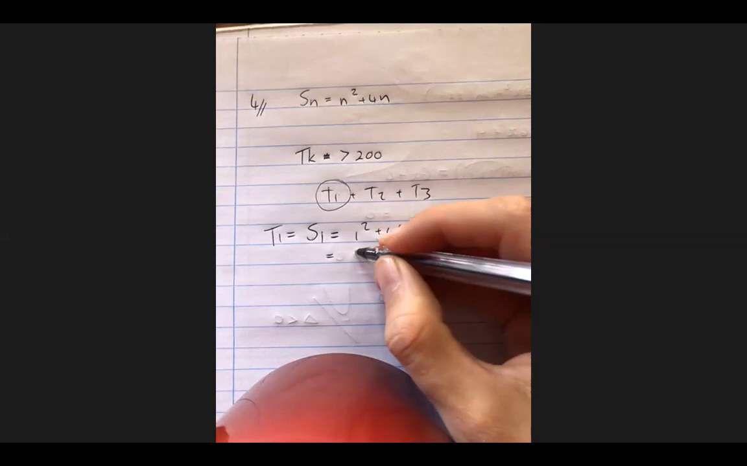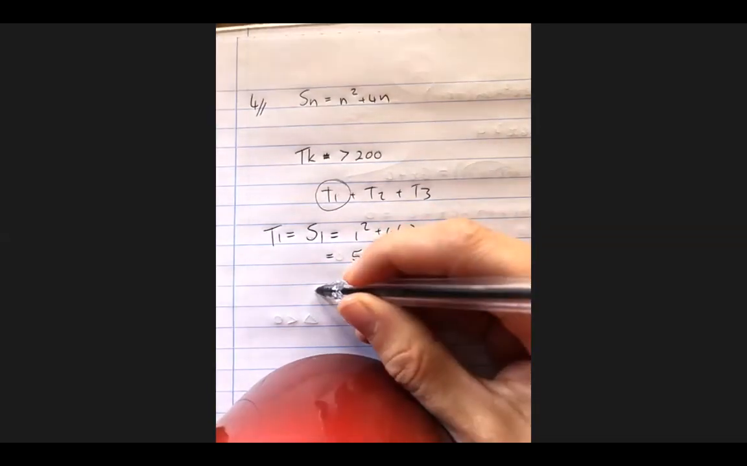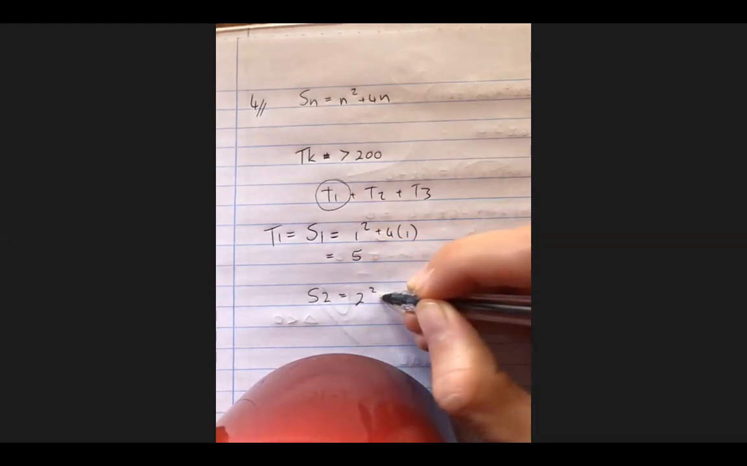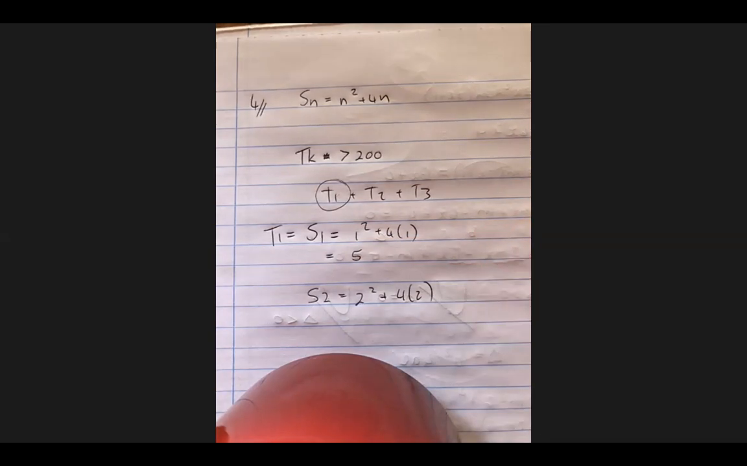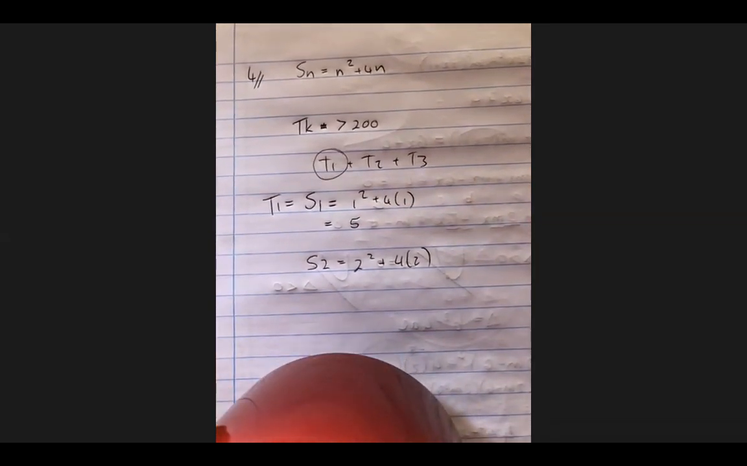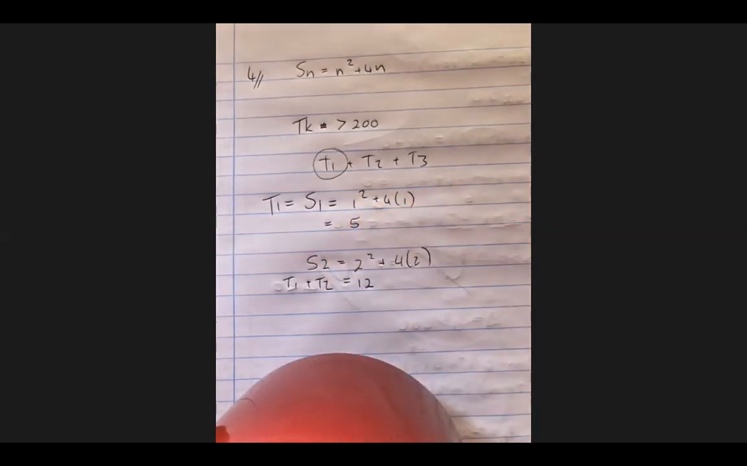So let me work this out. This is 5. Then if I do want to work out sum of 2, you can just pop a 2 in, see what you get. Let's see how good your mental maths is there. That is 4 plus 8 is 12. But now this 12 is not term 2. This is actually term 1 plus term 2, if you think about it like that, because sum of 2 means you added 2 terms together.